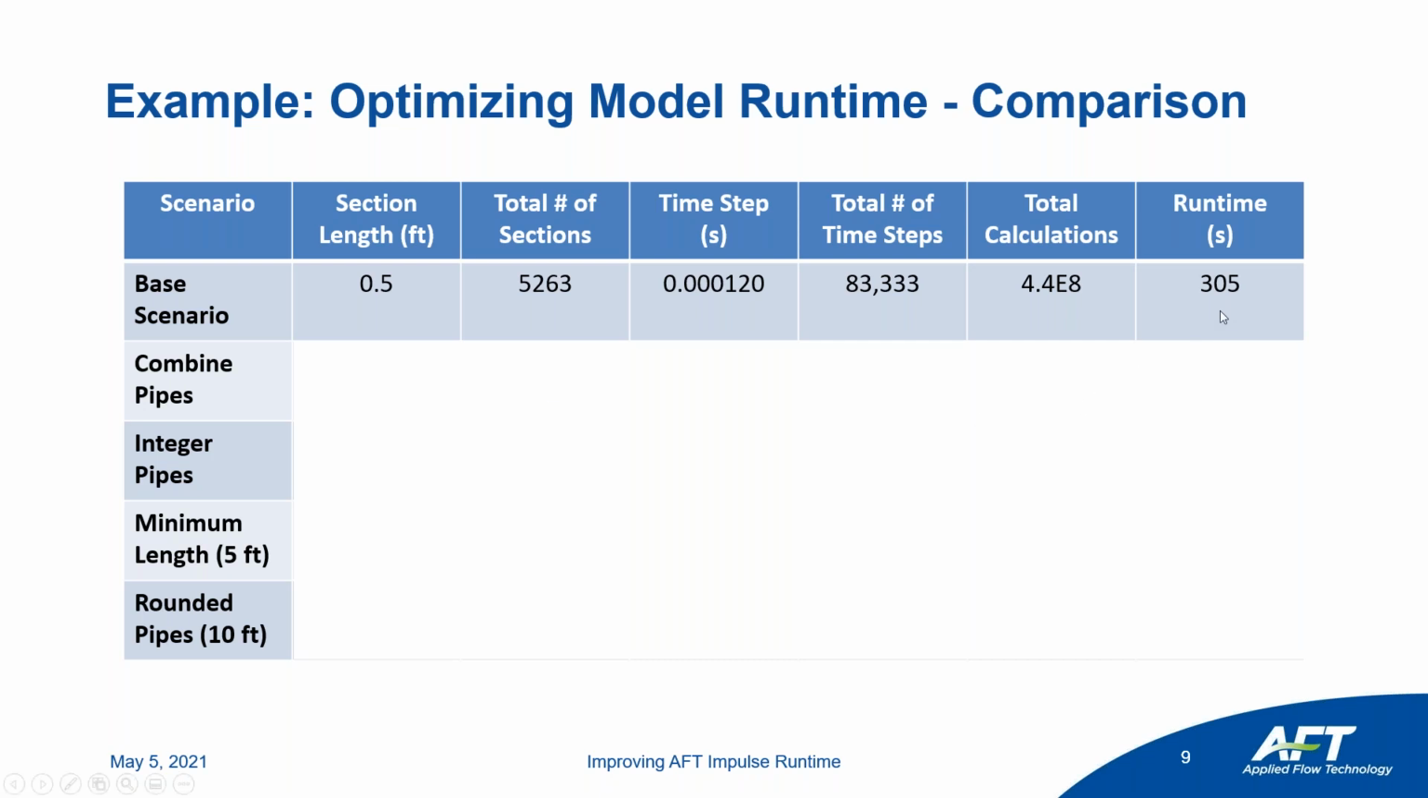Our starting runtime for that relatively simple, I believe, 16 or 17 pipe model is 300 seconds, which is about 5 minutes, which is pretty significant. You can imagine in the design process, if you made a small error in how you specified something, or if you're trying to batch run different scenarios, this runtime can get in the way of your analysis. So here we can see our section length is half a foot. We have 5,000 sections with 83,000 time steps, leading to a lot of calculations and therefore a very significant runtime.